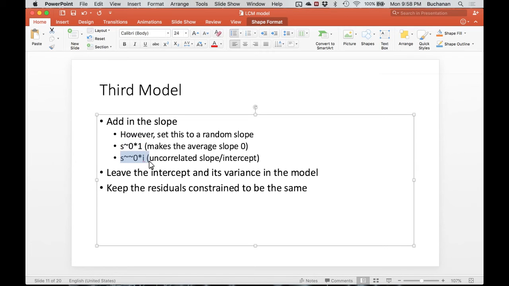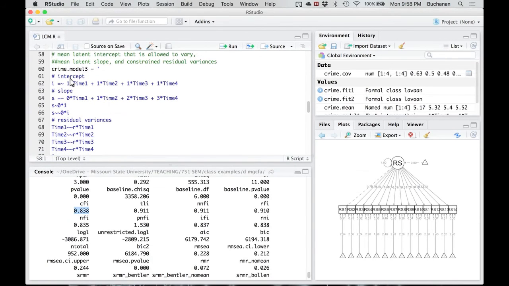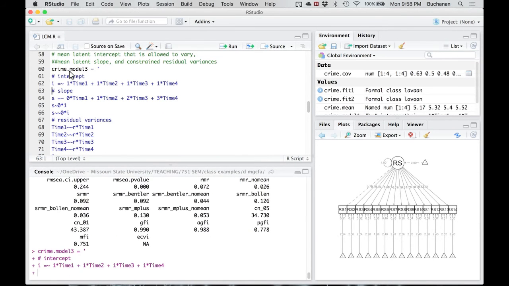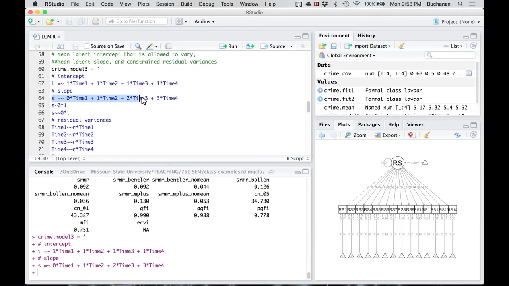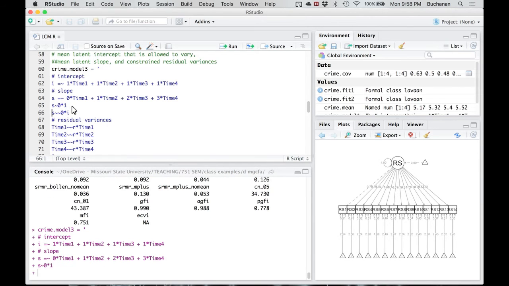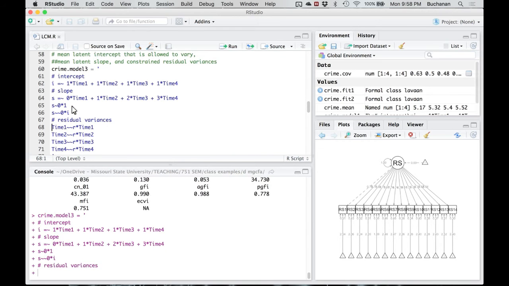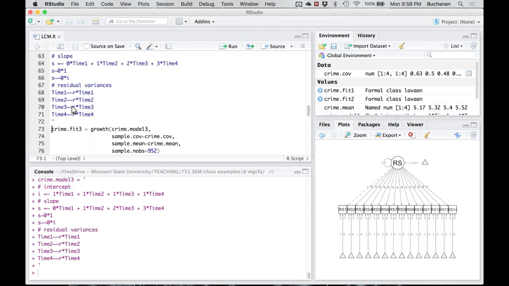We are going to uncorrelate the slope and intercept. That's going to get added later. So we're leaving the intercepts and its variance. We're constraining the residuals. That's the same. We're adding slope, but turning off a lot of the slope components. So here I've got my intercept lines, my slope, and so you'll see I've multiplied times 0, 1, 2, 3 to create that slope latent. I'm setting the slope mean to 0. I'm setting the covariance between the slope and the intercept to 0. And those residuals are getting estimated at the same each time.